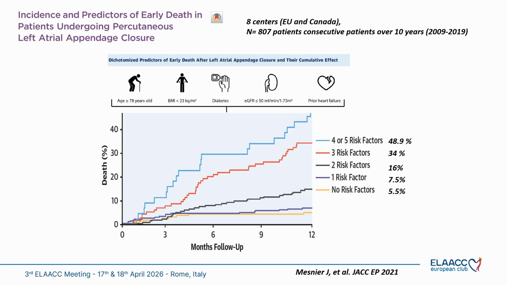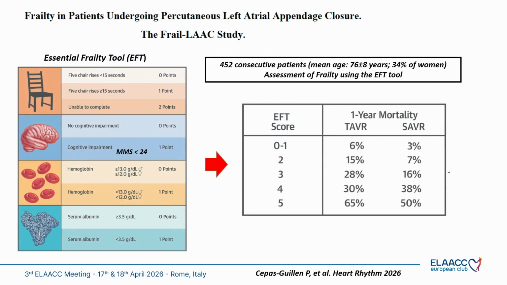And very importantly, if you start to add risk factors, for example with 2 risk factors, you have a 1-year mortality of 16%. With 3 risk factors, a third of the patients are not alive at 1 year. With 4 or 5 risk factors, half of the patients are dying at 1 year. So this already gives you a threshold for futility.